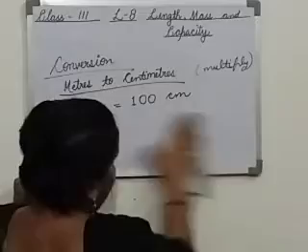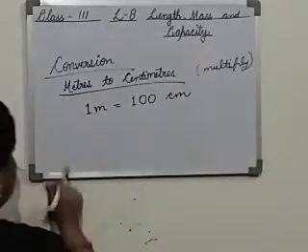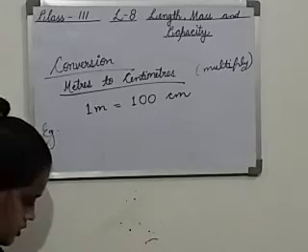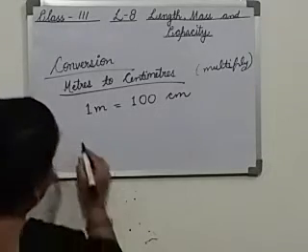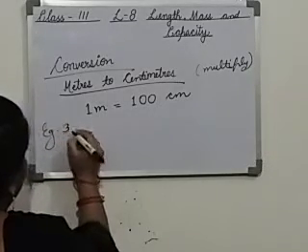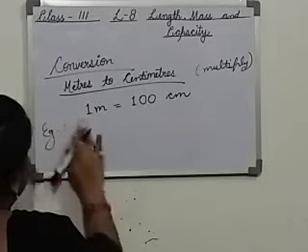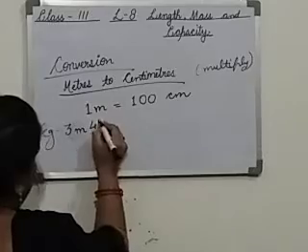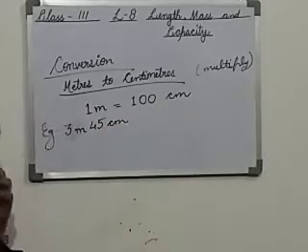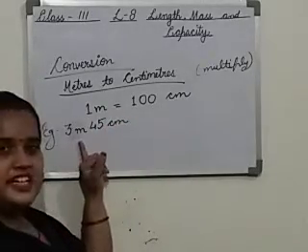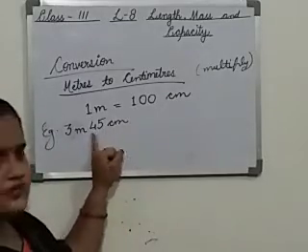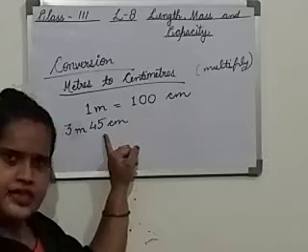Now, this was the first example. Let me explain another example. Suppose the question is 3 meter 45 centimeter. Now see, here 3 is in meter and 45 is in centimeter. Means we don't have to change this 45 into centimeter because it is already in centimeter.